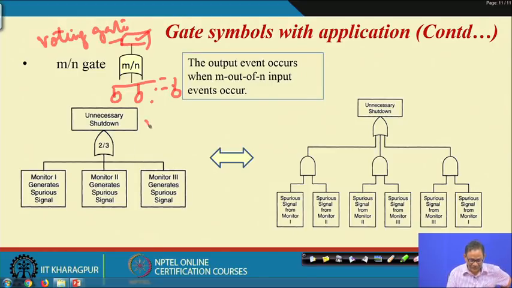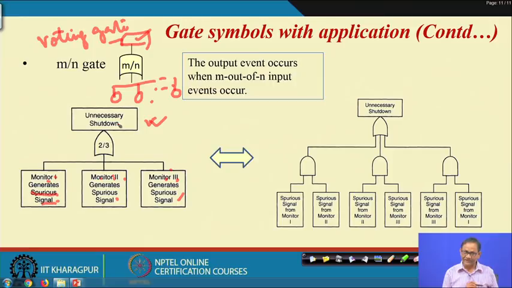An example: suppose you have an automatic system and for shutdown there are 3 monitors, and you say that if at least 2 of the 3 monitors signal shutdown, you go for shutdown. But a monitor can also fail, or it can generate a spurious signal. If monitors 1, 2 and 3 all generate spurious signals, obviously there is a shutdown. But as you say if 2 of the 3 give a signal, it will make a shutdown. So if monitor 1 and 2, or monitor 1 and 3, or monitor 2 and 3, any combination shows a spurious signal for shutting down, shutdown will take place.